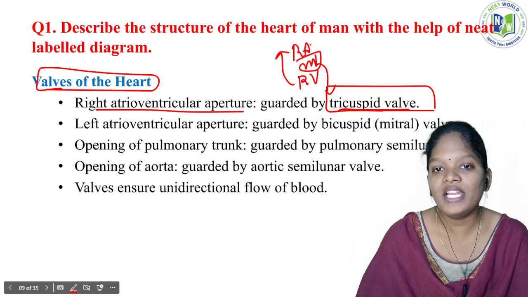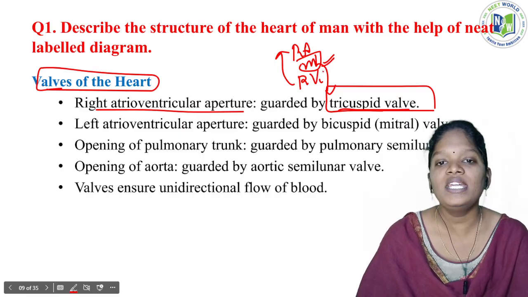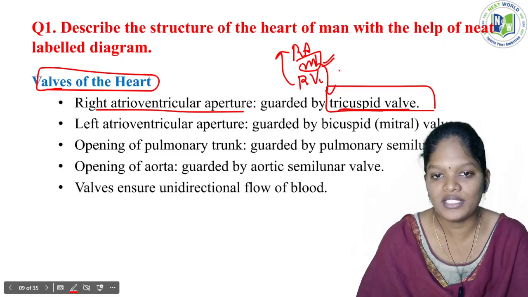Immediately after the blood flows from the right atrium to the right ventricle, the wall which is present here, that is the tricuspid wall, will be closed, so that it can prevent the backflow of the blood from the right ventricle to the right atrium.